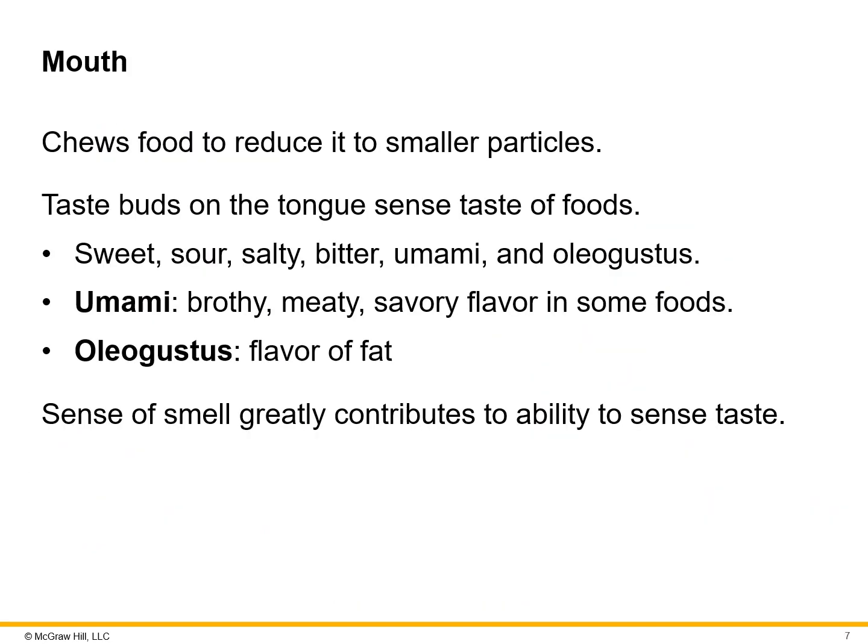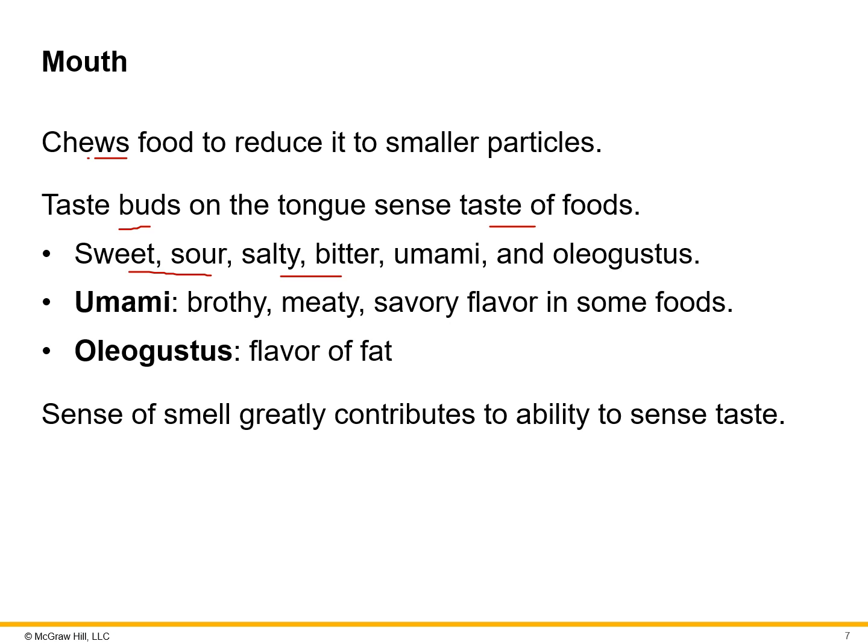All right, so if we start in the mouth, again, that mechanical chewing is where we're going to start digestion. Our taste buds that are on there, this is where we taste. So remember, this is our number one kind of reason for choosing the foods that we do. So we have a few different things. So we have sweet and sour, salty and bitter. Those are the ones we're most familiar with.